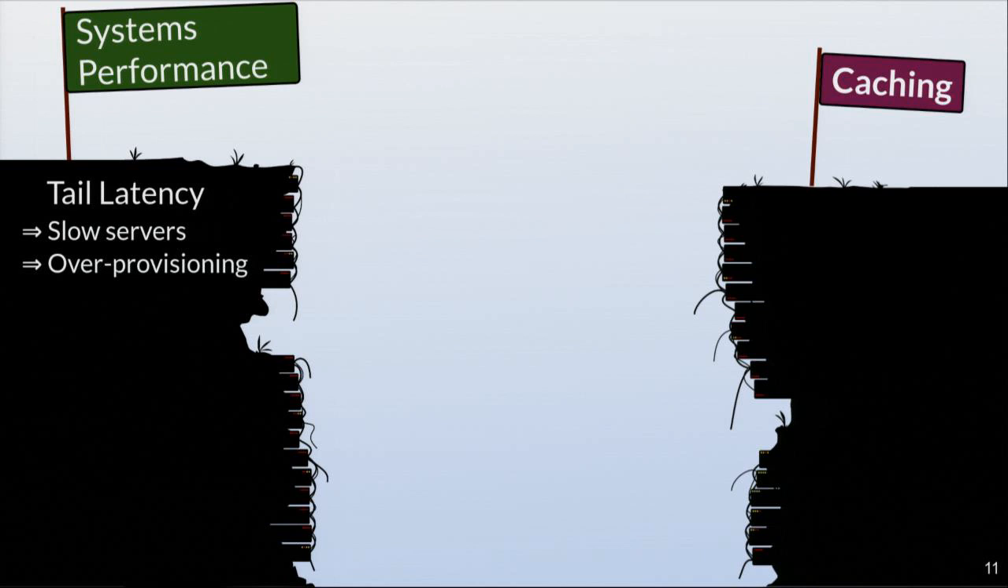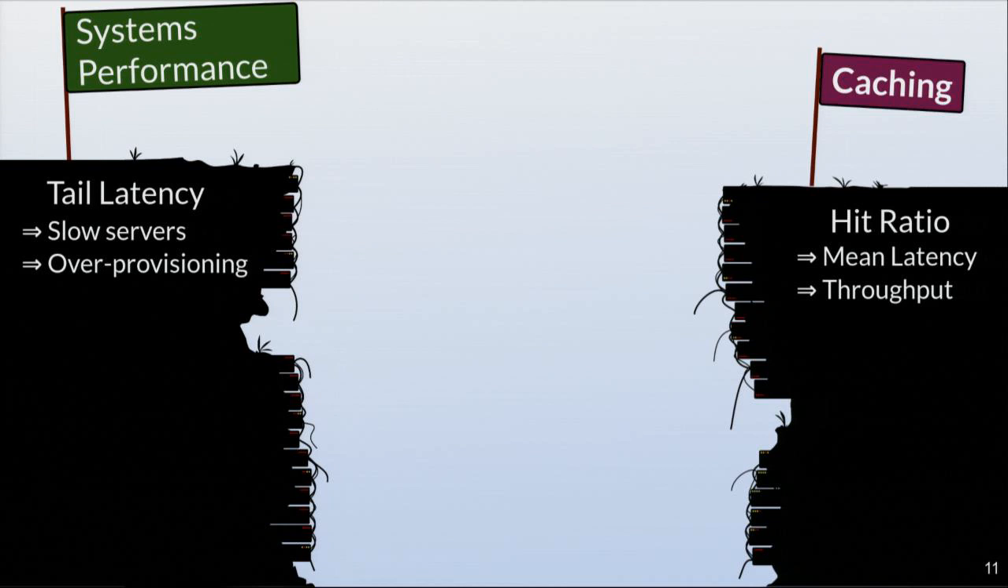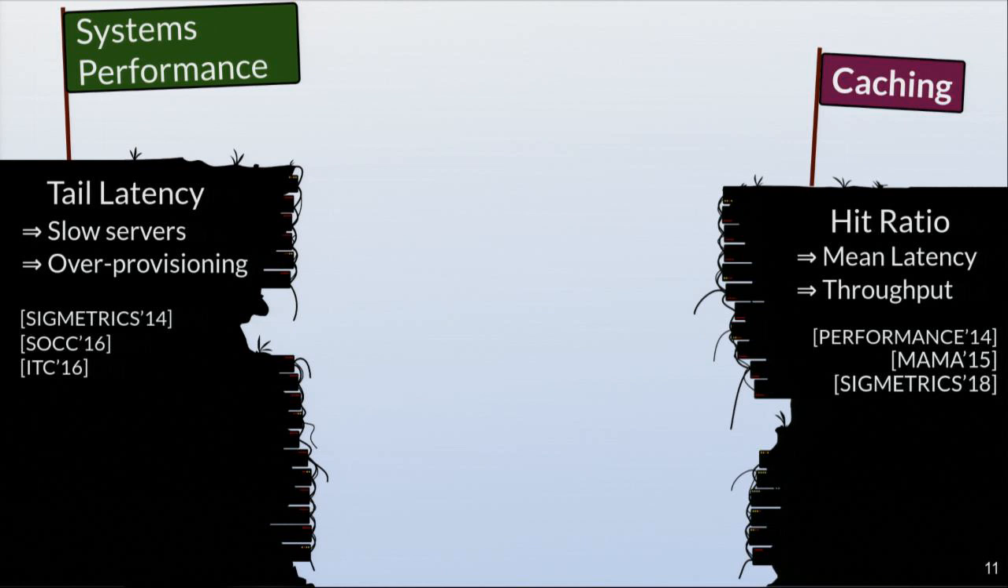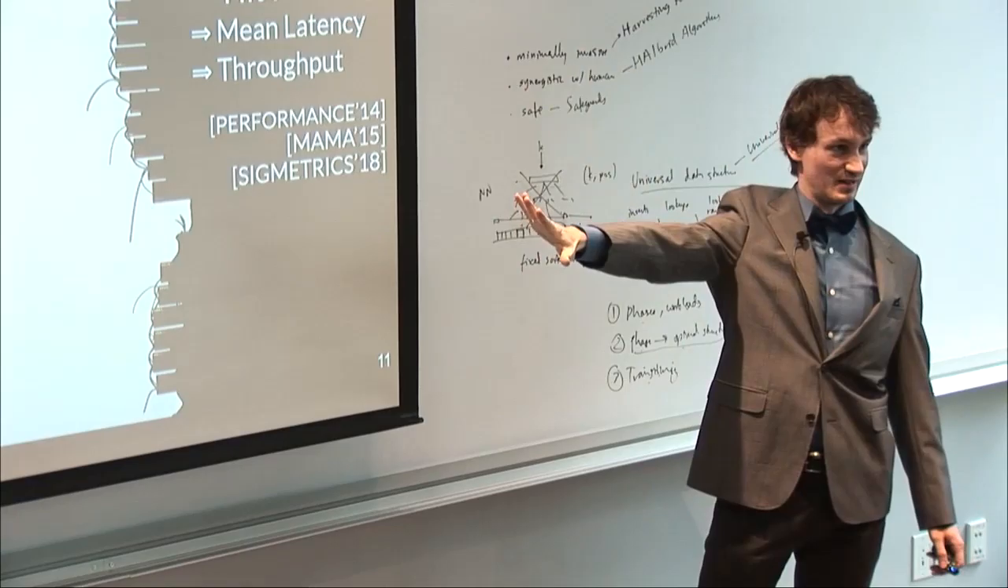Caching people, they're all about hit ratio. That's the one main metric. Every single paper that talks about caching talks about that. Hit ratio has a very clear relationship to mean latency and throughput, but the relationship to tail latency is not quite clear. And I know that this gap exists because I've been a member of both communities. I've published in the top venues in both of these, and I've looked at tail latency without caches, and I've looked at hit ratios without tail latency. I've been part of this myself.